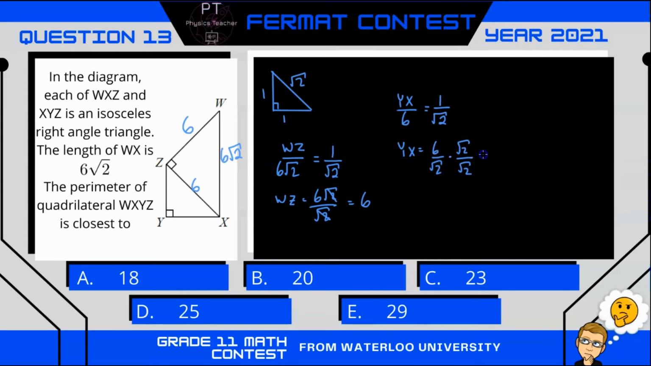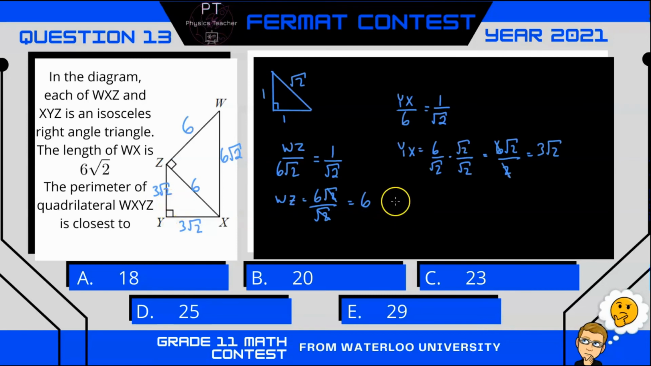Okay, what I get is 6 root 2 over 2, and 6 divided by 2 is 3, so we get 3 root 2. So this side is going to be 3 root 2. And because this is also an isosceles triangle, this is also 3 root 2.